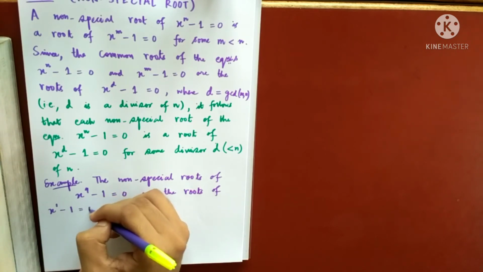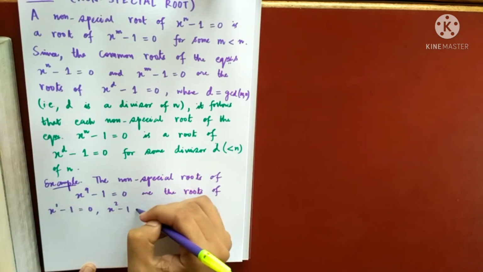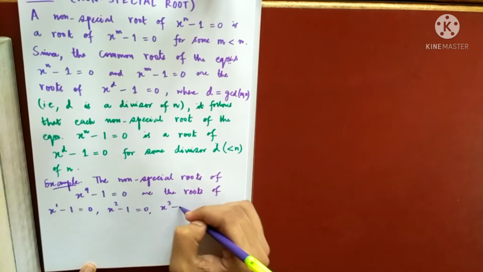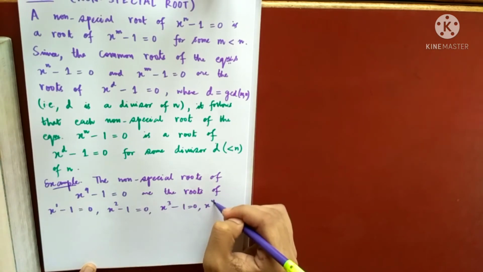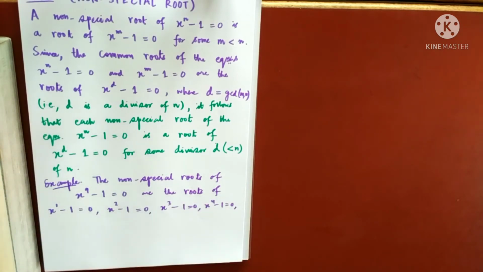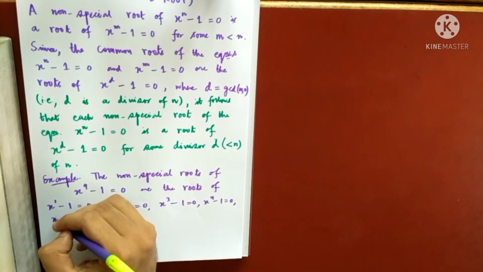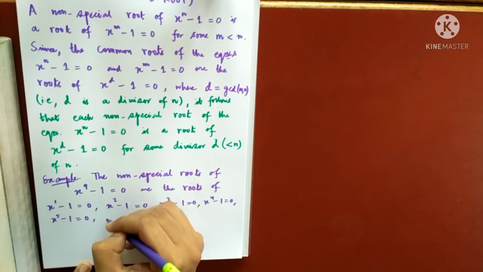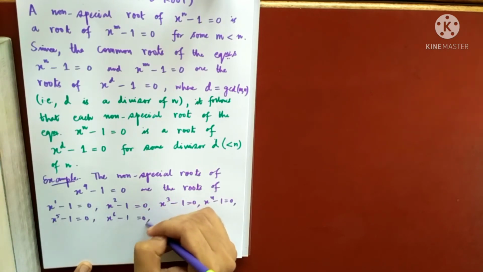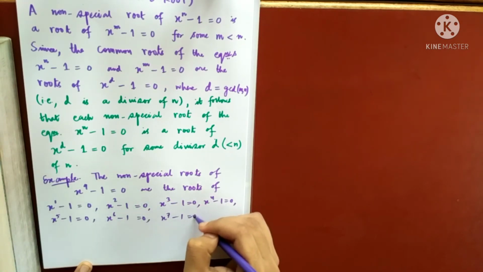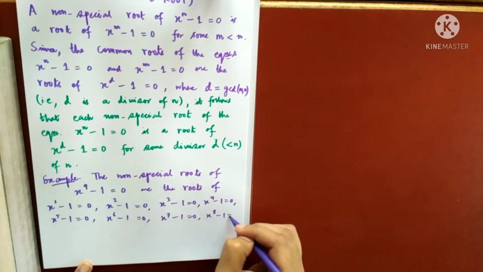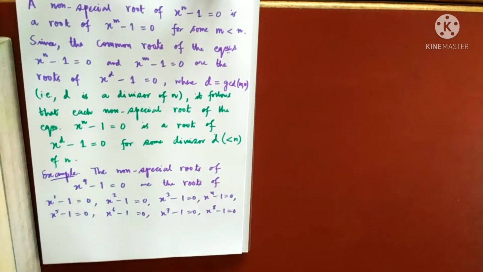All less than, right? You will write this, you will write this, you will write this, you will write this, because that is the definition of a non-special root. You will write this, you will write this, you will write this, and you will write this. The non-special roots of this equation are the roots of this equation, because that is the definition.